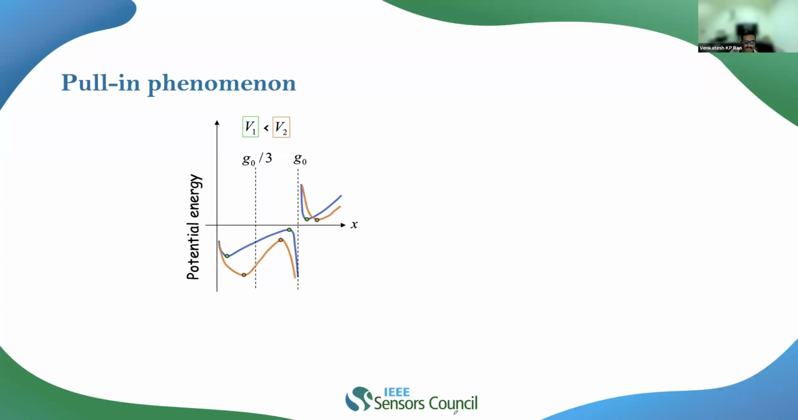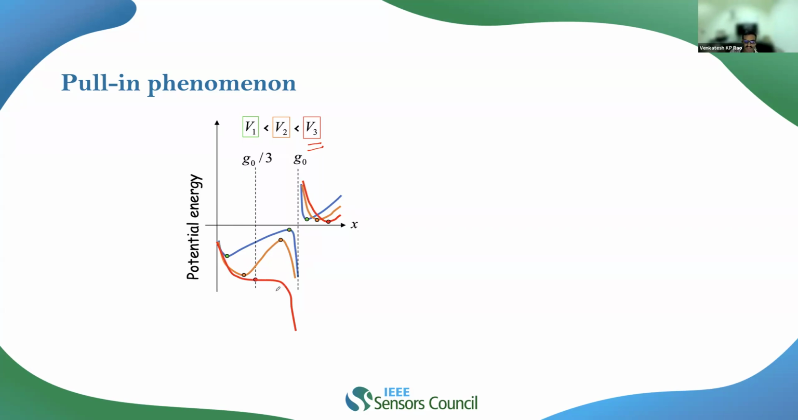Now, if I increase the potential, you can see that if V1 is less than V2, which is less than V3, then at one particular value of voltage, at g naught by 3, the curve will asymptotically touch, right? In the earlier case, we had one stable and one unstable position, and another stable one. If I increase the potential, my potential well will also change. At one particular value of potential, it is going to asymptotically come like this.